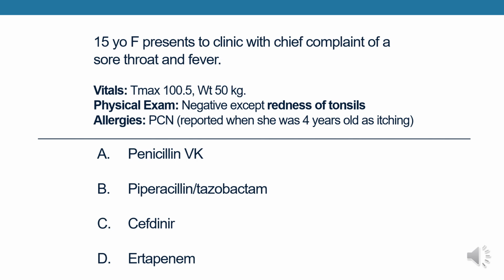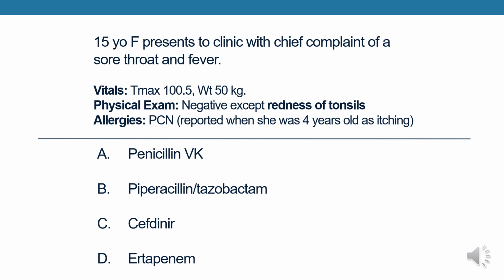Your options to give this patient, assuming the dose is correct for each, would be penicillin VK, piperacillin tazobactam, ceftriaxone, or ertapenem. So what should we give her? Well, the first is that we need to diagnose her before we can decide on treatment. Her symptoms are very consistent with strep throat, so we could do the rapid strep test and culture to determine if that's what she has. And for the sake of this case, we'll say that she's positive for strep throat.